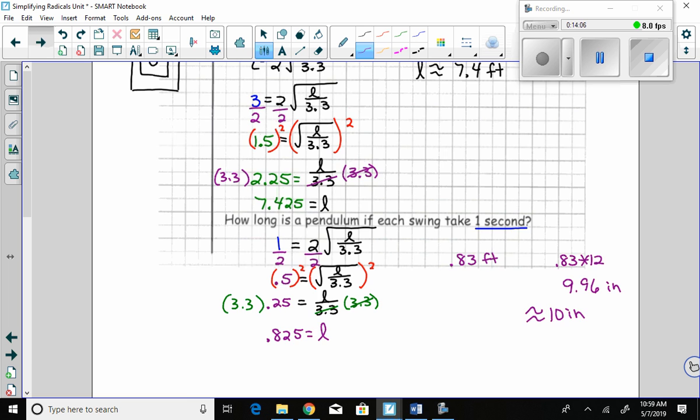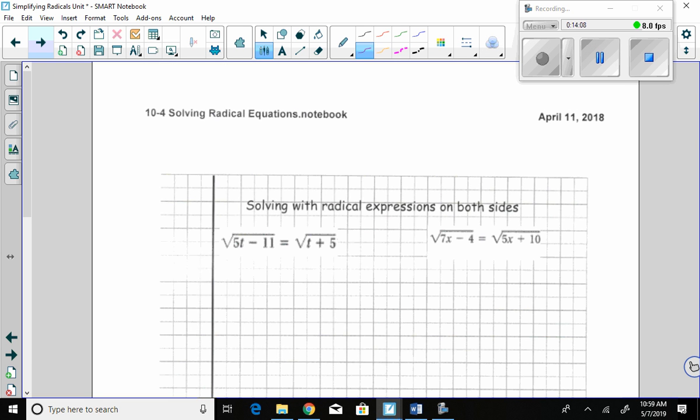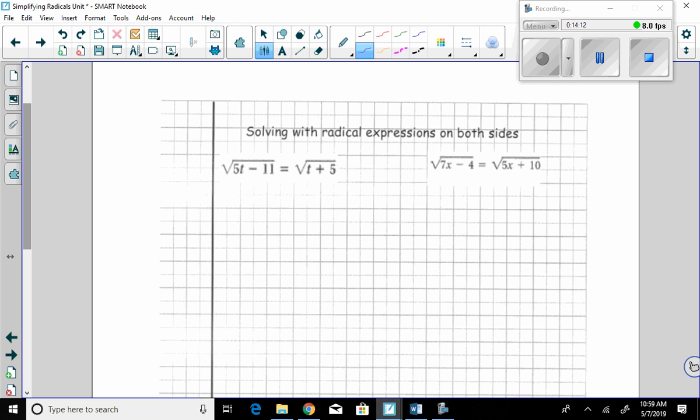All right, next page. So what do we do if we've got a problem where we have a radical on both sides? Ugh, right? Well, first thing I probably want to do is get rid of the radicals. And what you do to one side, you have to do to the other. So I'm going to square both sides. And when you square something that's being square rooted, you just get the number that's inside. 5t minus 11, and that is equal to t plus 5.